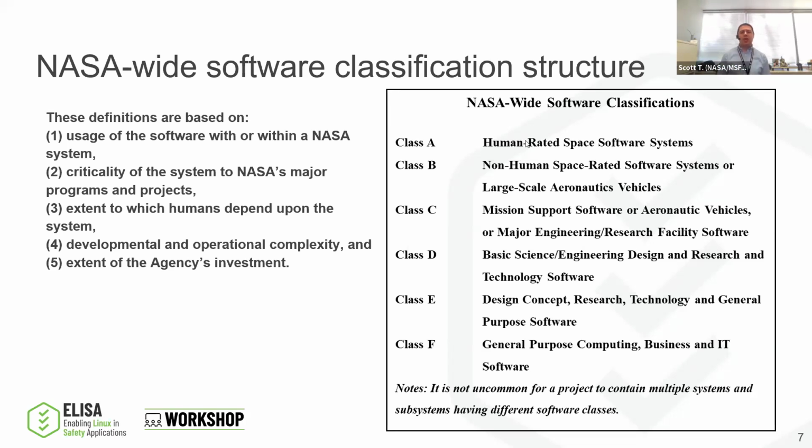Then we have Class C, where we're getting into our mission support software. This will be a lot of our ground testing, the systems that we use to test these flight systems. We'll also have some of our aeronautical vehicles there. That can be aircraft, jets, planes, and stuff that is owned by the FAA. And then any major engineering research facility software.